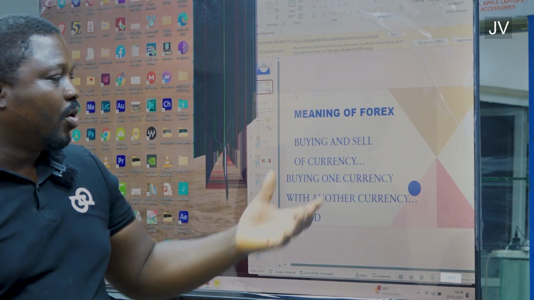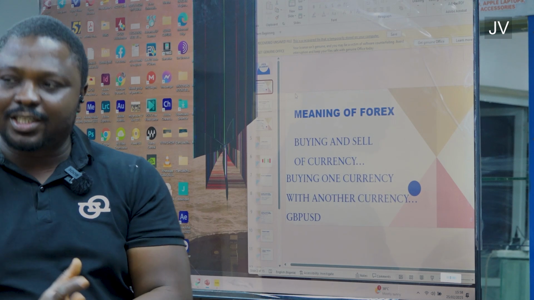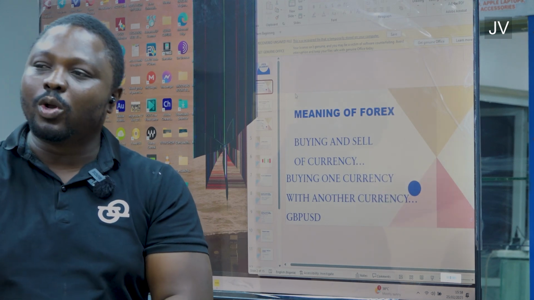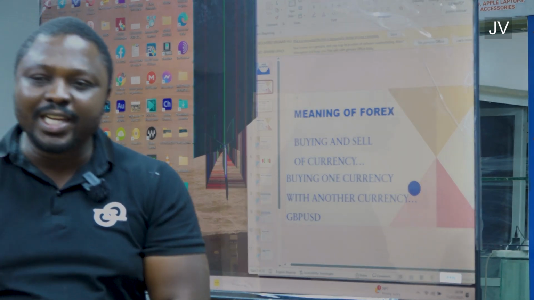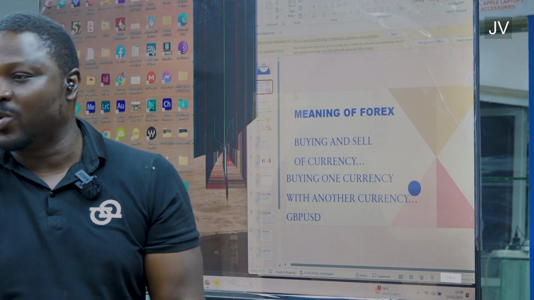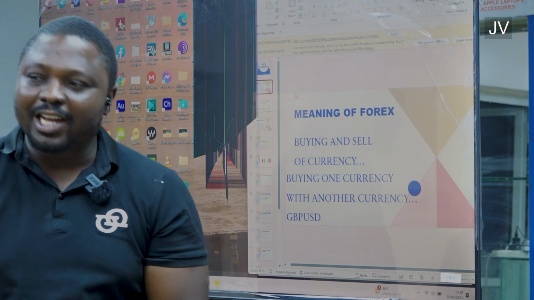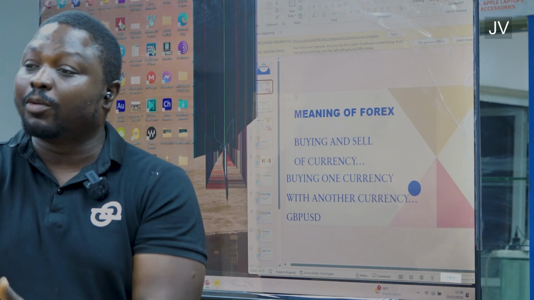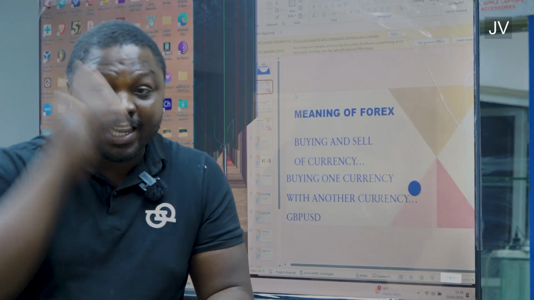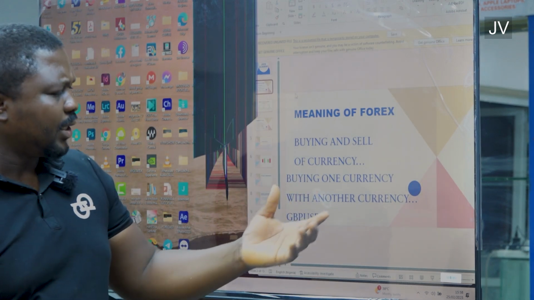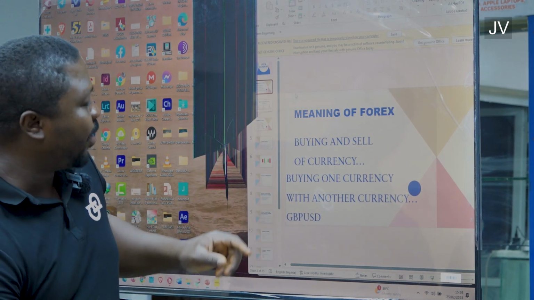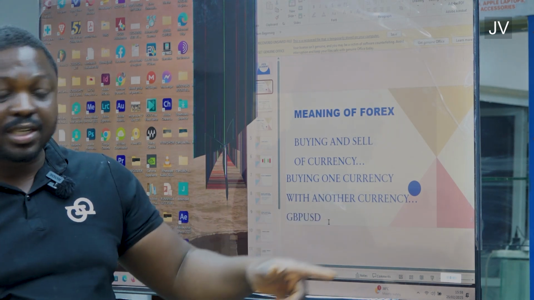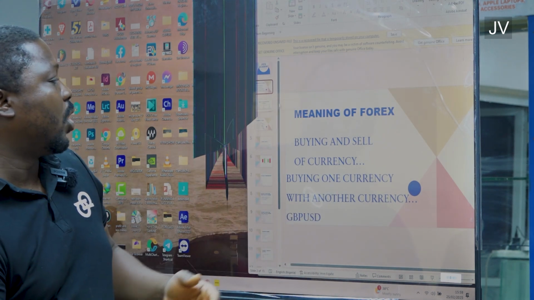So at the end of the day, if you want to go to the US, you will need dollars to spend in the US. Then if you are based in the US and you are in Nigeria, you need to change your dollar to naira and spend here. Examples are GBP USD, Euro USD, and so on.